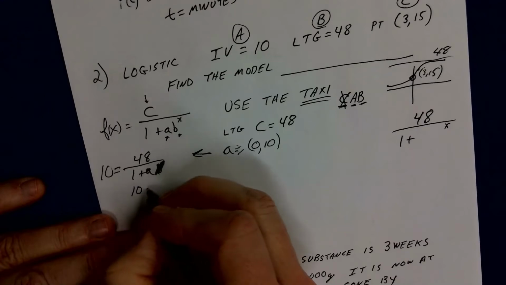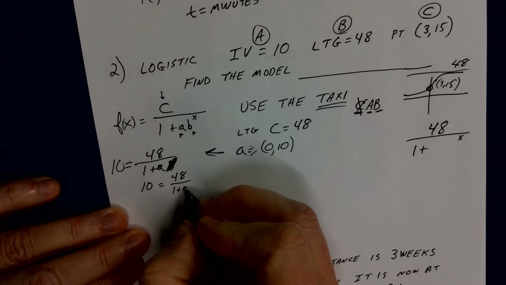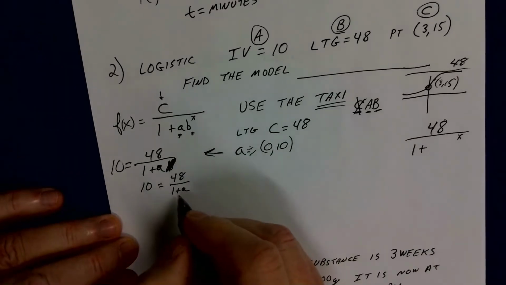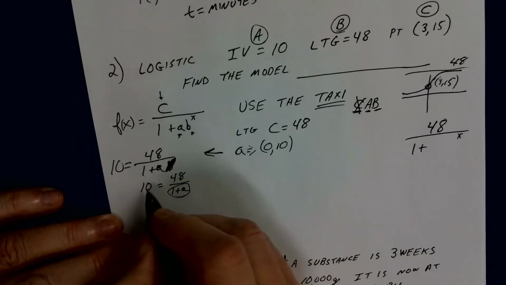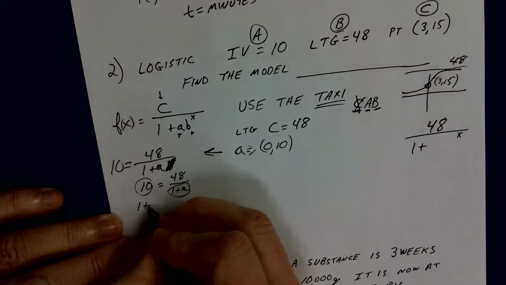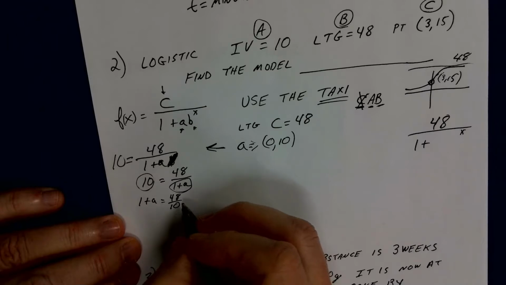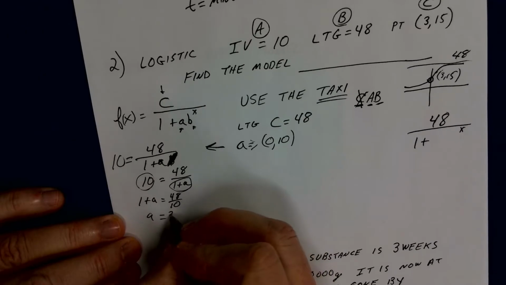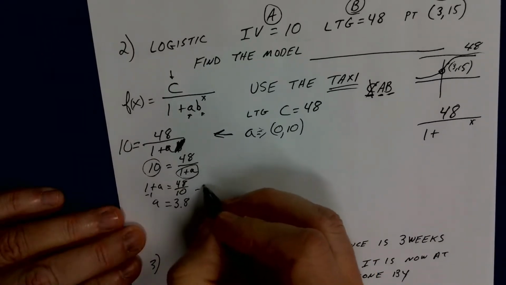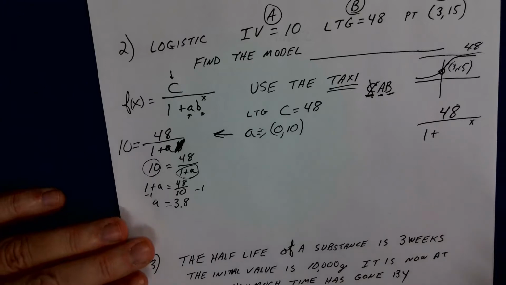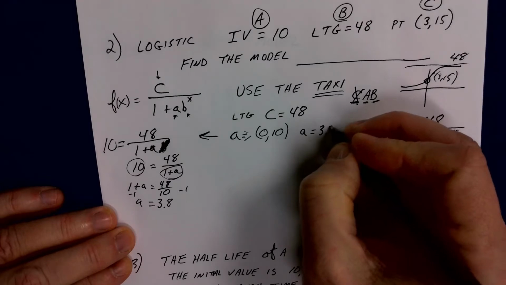So I have this equation, 10 equals 48 over 1 plus a. Well, I've got to get the a out of the denominator spot, so I'm going to move that up here and divide by 10. Move that down there, so I end up with 1 plus a equals 48 over 10. Subtract the 1, and I get a is equal to 3.8. Because 48 over 10, again, is 4.8, minus 1 is 3.8. And now I've got that value, so I got a equals 3.8.